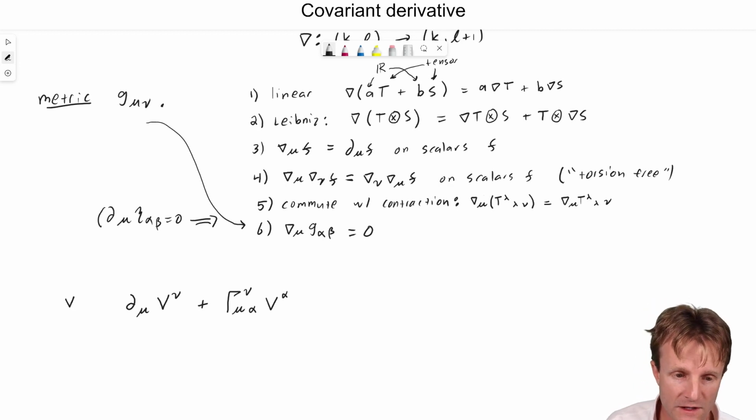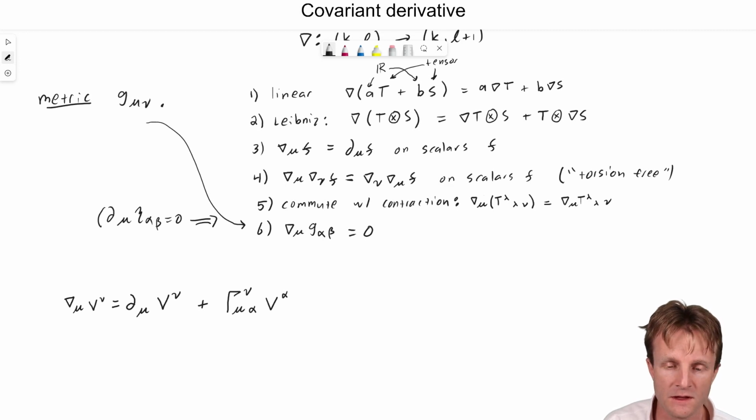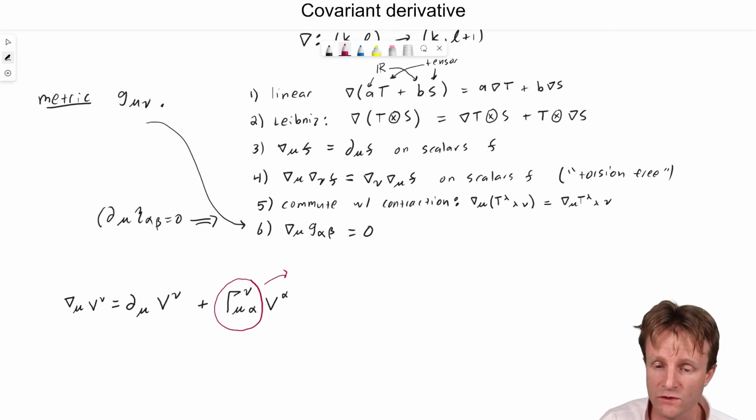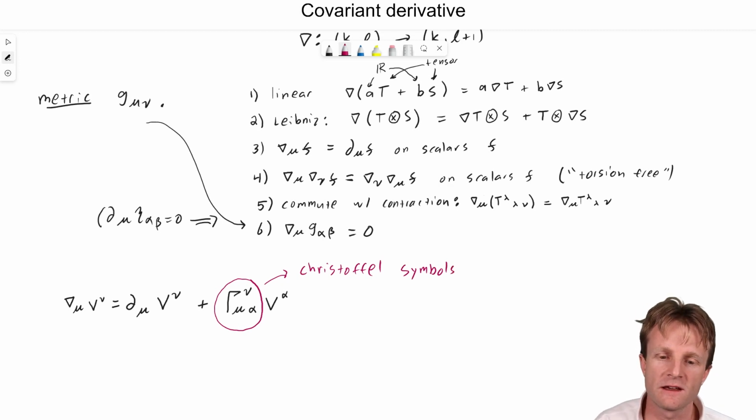So to satisfy 1 and 2, we'll define our covariant derivative with this correction term here. And this correction term, once we've imposed all the conditions, is going to be called the Christoffel symbols. And we say symbols rather than tensors because these won't obey the tensor transformation law. And for that reason, we don't worry about the up-down index placement. We just write them on top of each other. They're not the components of a tensor.